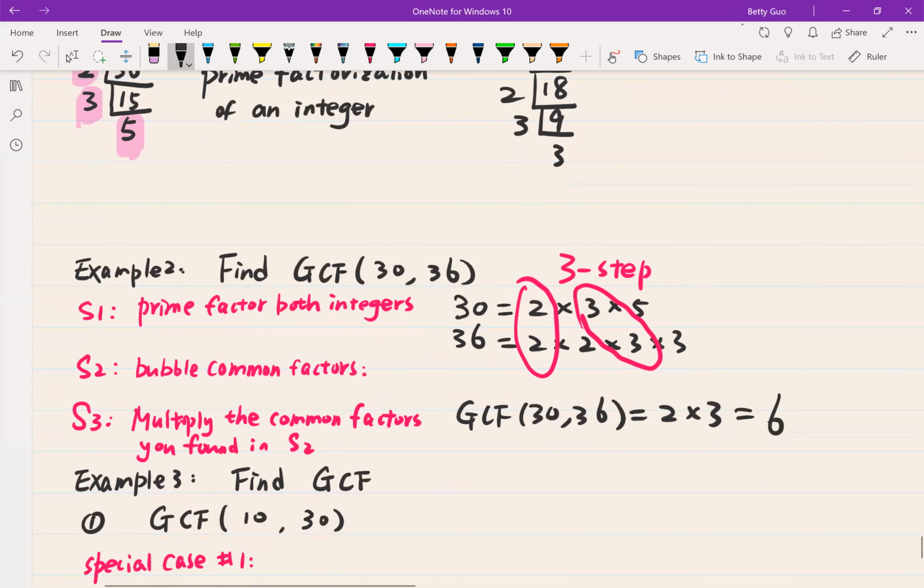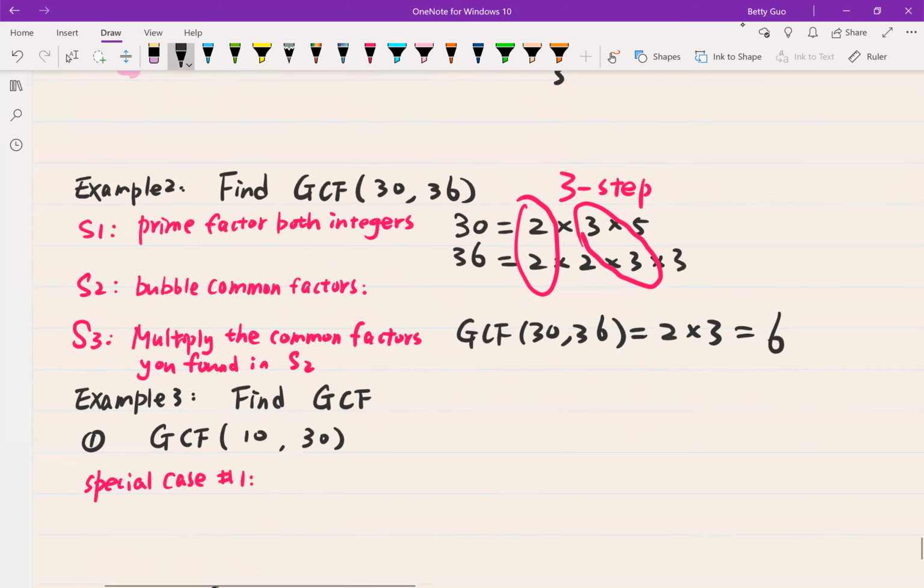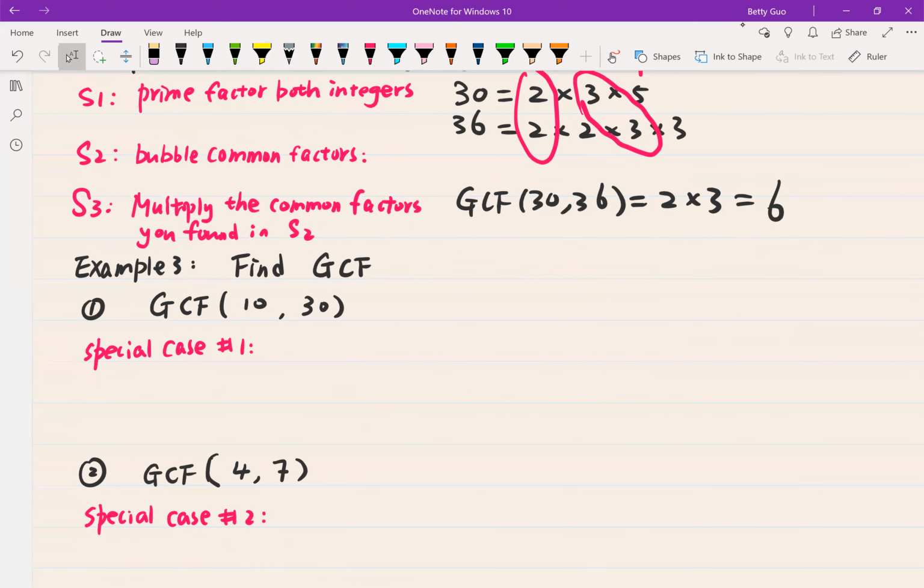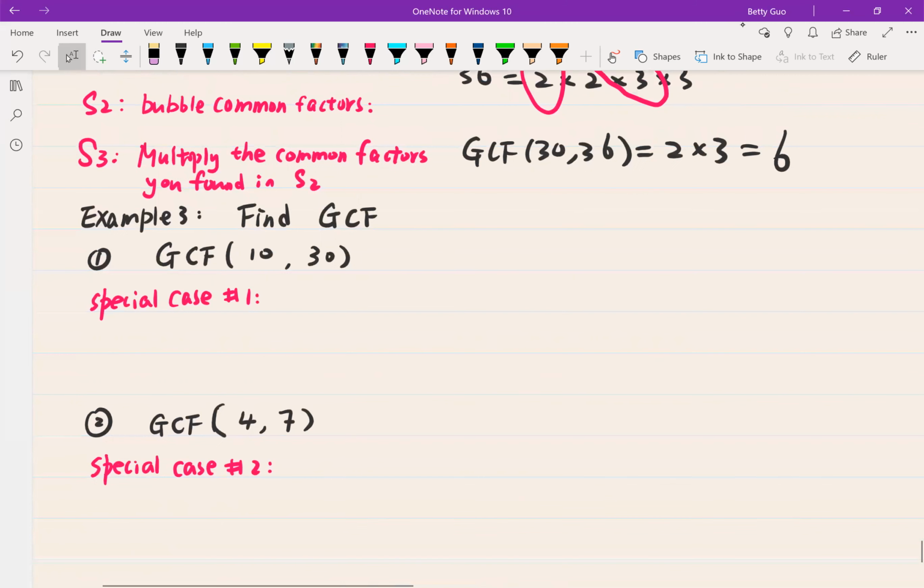Sometimes, maybe some of you are able to find the GCF just by looking at the two integers. But I strongly recommend you learn this procedure, the 3-step procedure. The procedure applies to any pair of integers, even if the numbers are very big. As long as you follow the 3 steps, you could always find the correct GCF for the two integers. Example 3, we're going to look at two problems. Number 1, find the GCF for 10 and 30. Number 2, find the GCF for 4 and 7.